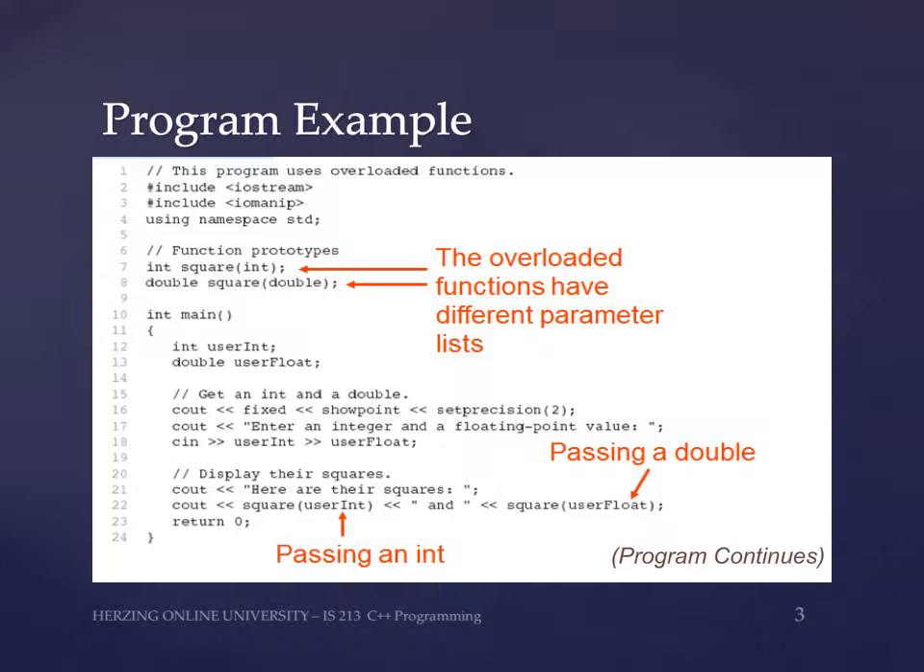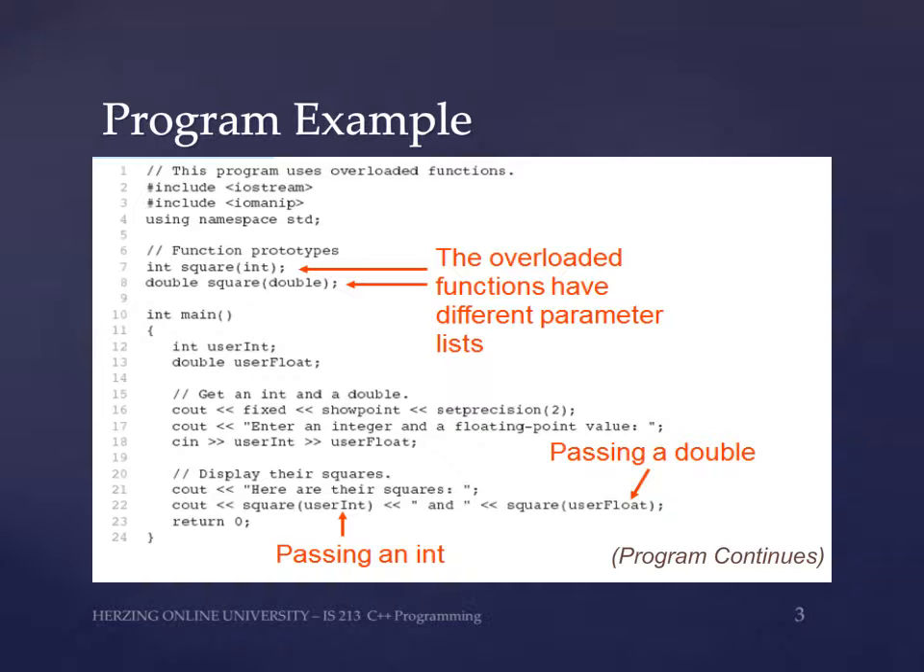Program example. Here on slide 3, this is an example of a program that uses overloaded functions. Notice how the overloaded functions have different parameters. Like you have int square, and it has a parameter of type integer, and double square, and the parameter is double. So the functions have the same name but different parameters, which is the definition of function overloading.